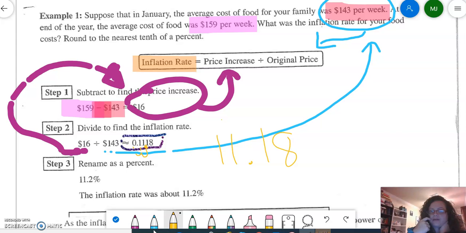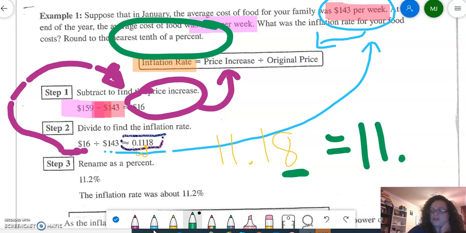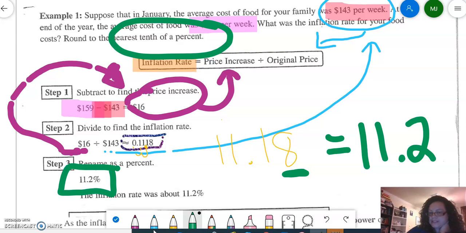And so it says to round to the nearest tenth of a percent. That's one number past the decimal. So I only want one number past the decimal. So I'm going to look at that second number past the decimal. If it's more than 5, then I round up. So that's how I get 11.2. And then, of course, we add the percent sign. And so that's how we got 11.2%.